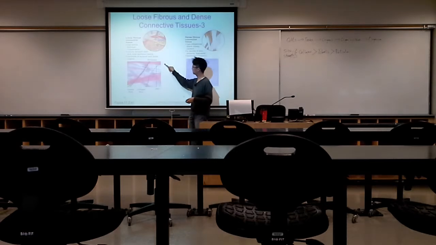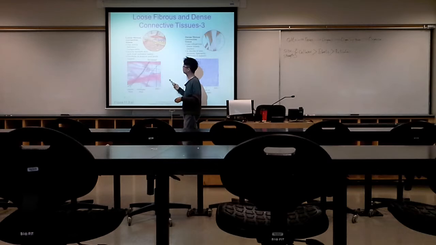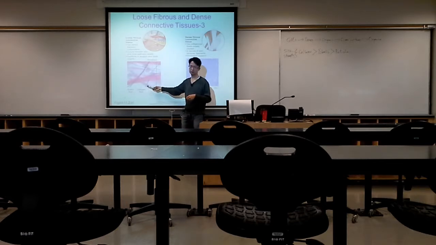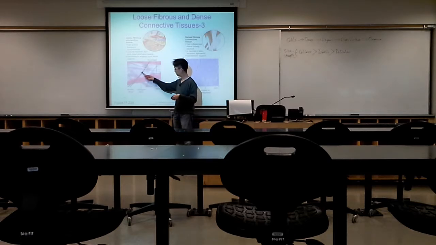This picture is the loose fibrous connective tissue. You can find it in the skin. And the function is to support and bind organs. So you see that the thick pink fiber is the collagen, and the thin one is the elastic. You can see that elastic is a lot thinner than the collagen. And you have a fibroblast cell here as well.